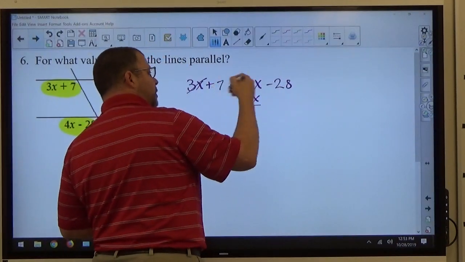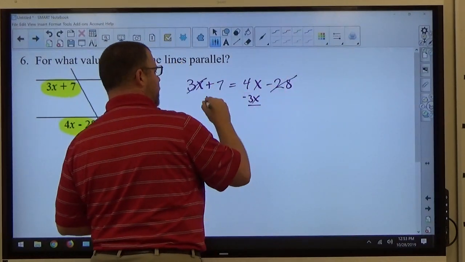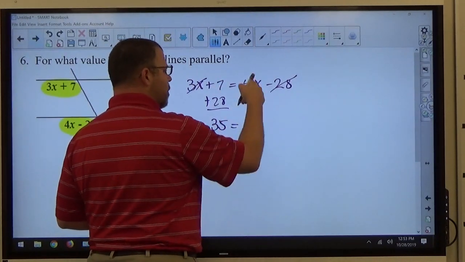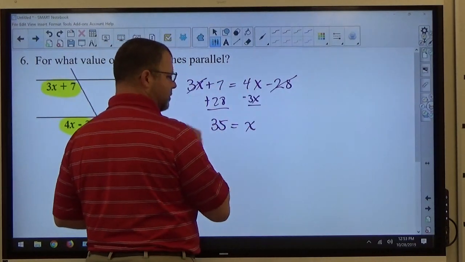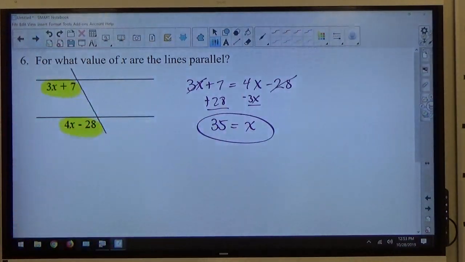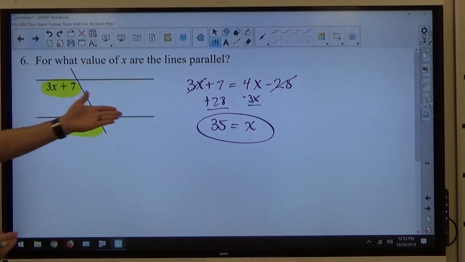I do plus 28 plus 28. Plus 28 cancels there, moves over here. 7 plus 28 is 35. 4x minus 3x is x. And since there's no number in front of the x, it's already done at that point. x equals 35. There might be a number in front of the x on the test.